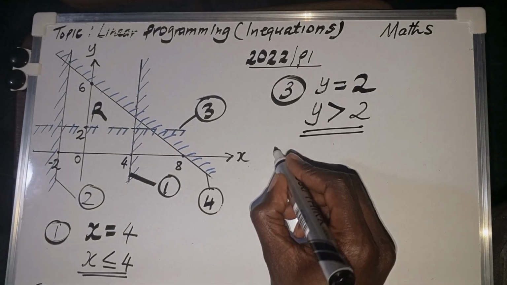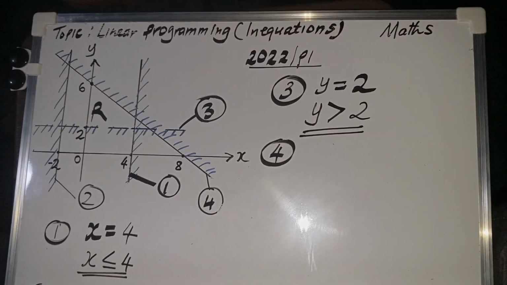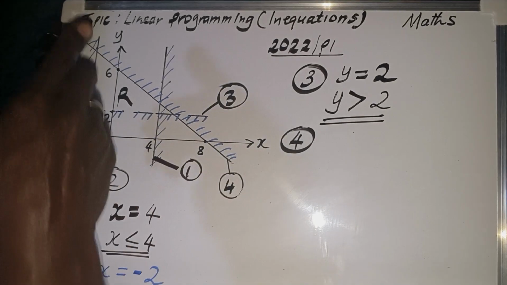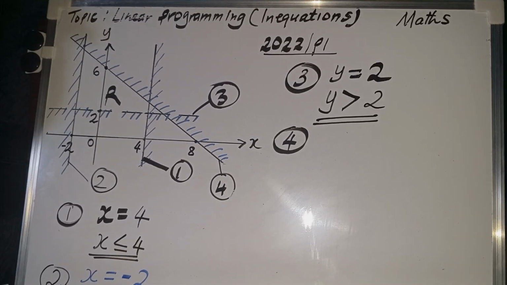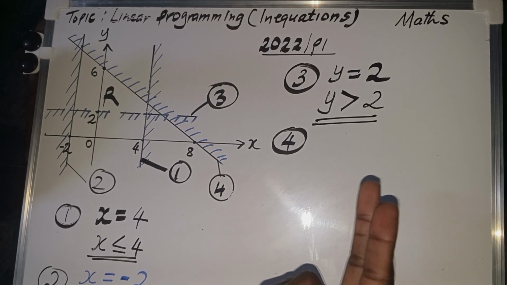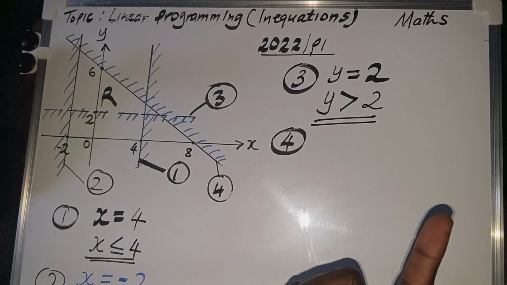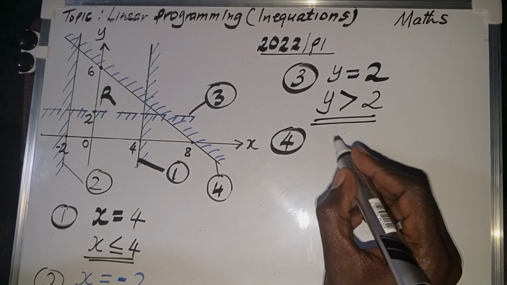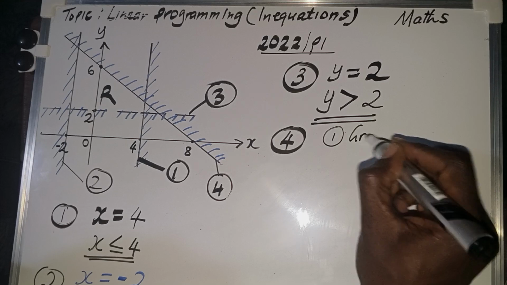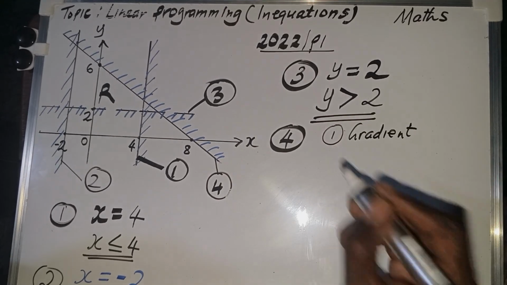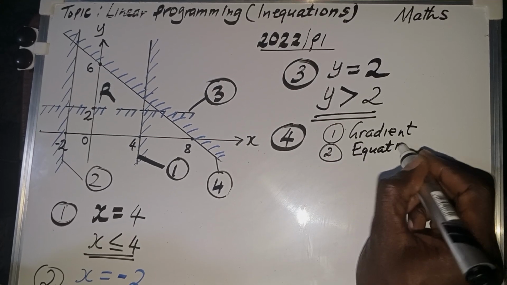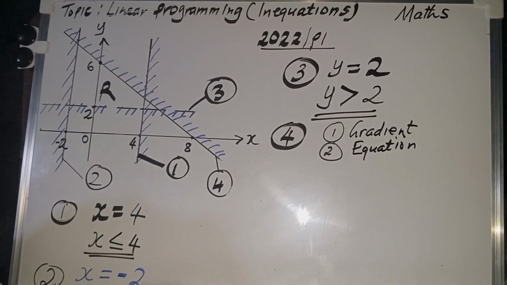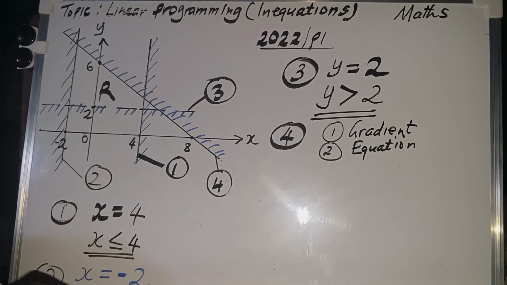Of course, I wanted to end with the fourth one because the fourth one is neither parallel to the x-axis nor to the y-axis. So when you are finding the inequality of a line that is sloping at an angle, remember there are two things that you need to do. One, you need to find the gradient of that line. Two, you need to find what we call the equation of the straight line. Those are the two things that you need. Then you can supply the inequality sign that you're going to have.